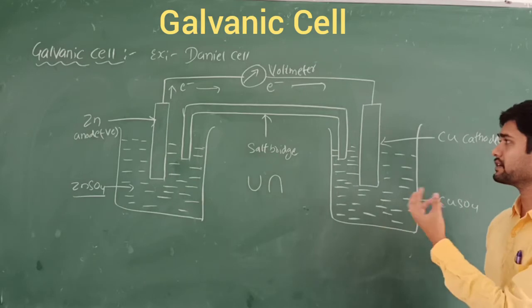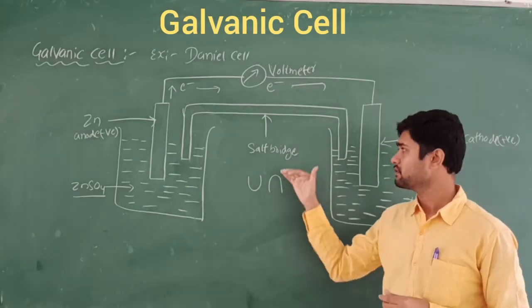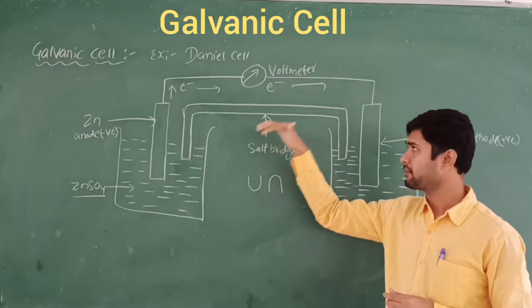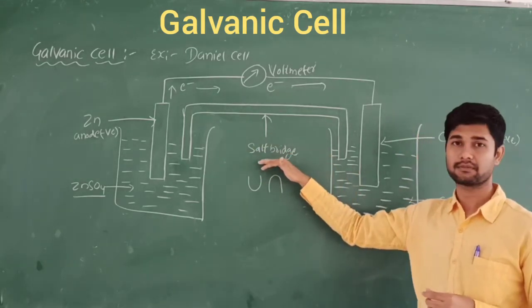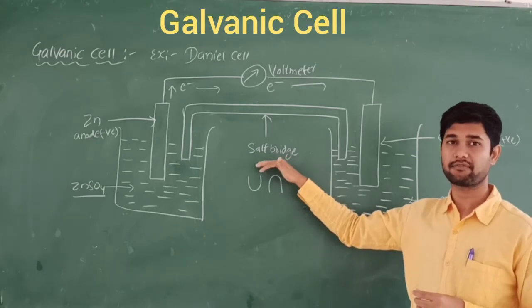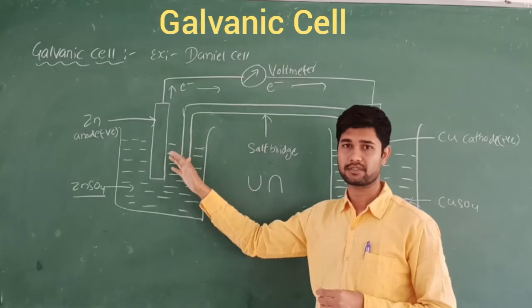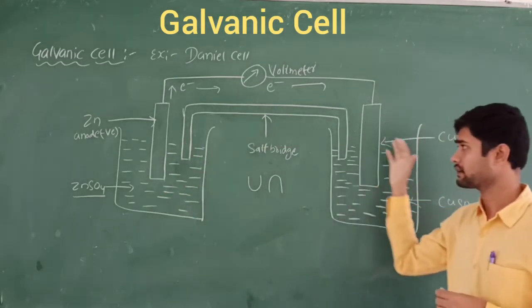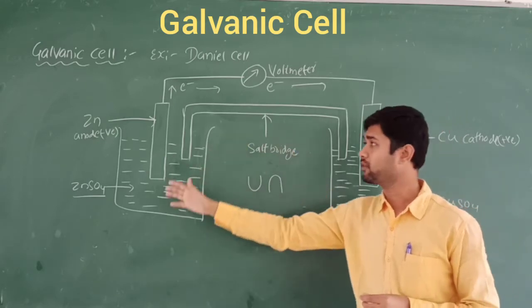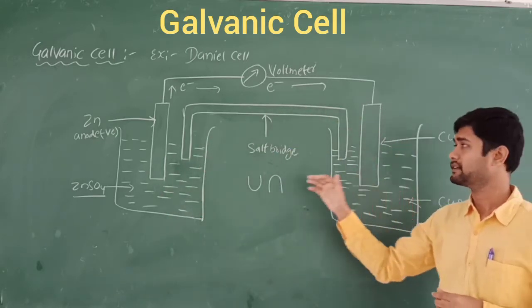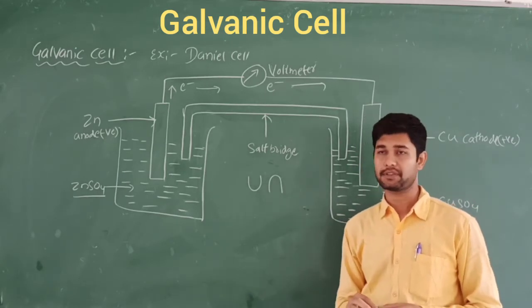What is the advantage of the salt bridge? What is the function of this salt bridge? Let's discuss. In order to complete the circuit, or complete the reaction, the salt bridge is essential. It also causes the migration of ions from one electrode to another, maintains electrical neutrality at the anode as well as the cathode, and minimizes the liquid junction potential.